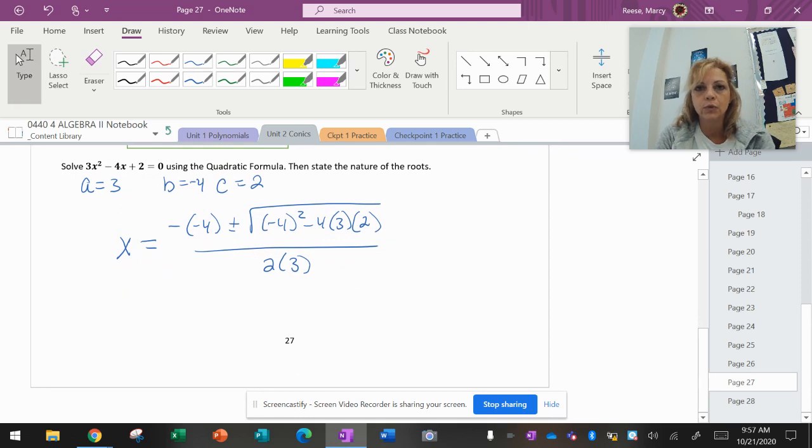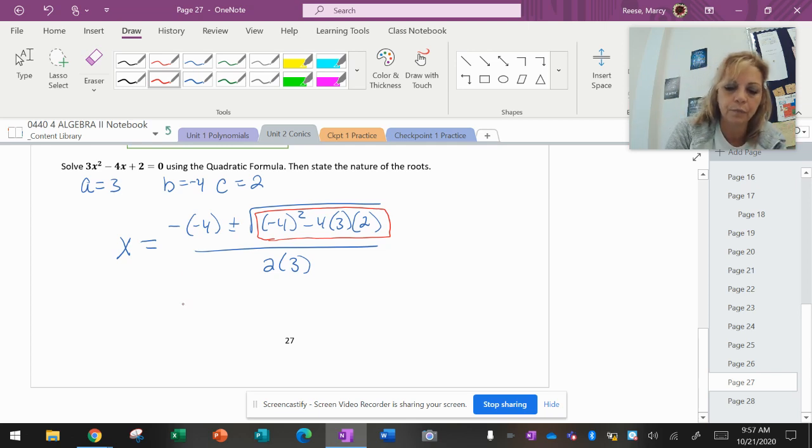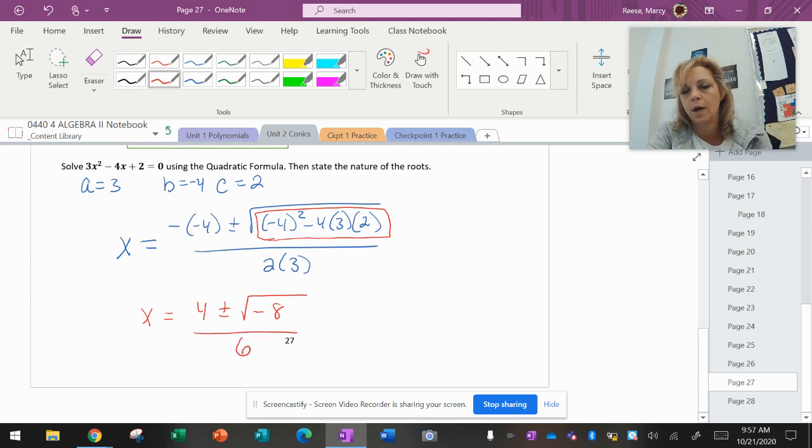And then when you do this, this is what I want from you. I want you to break it down. I don't want you to do the square root yet. I want you to do the inside of the square root in your calculator. So see that red box? I want you to type just that in. No square root, just that. So you're going to say x is equal to 4 plus or minus. Plug that in your calculator. So when I do negative 4 squared minus 4 times 3 times 2, I get negative 8. And then 2 times 3 is 6, okay?